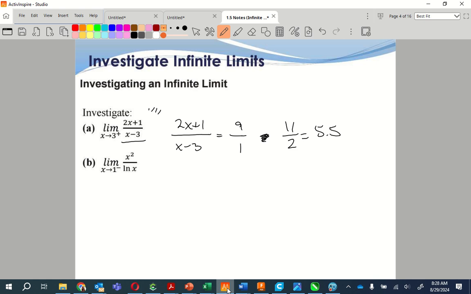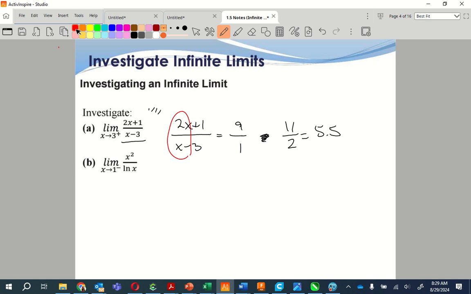Leading coefficients right here, same degree, right? So if it's the same degree, this is going to be 2 over 1. Same degree, leading coefficients, I have a horizontal asymptote right here at 2 over 1, which is 2. That's great to know. Okay?